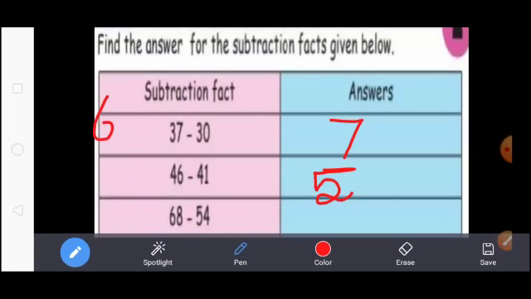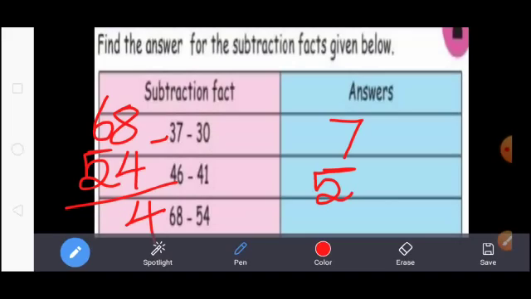Next number, 68 minus 54. First you do subtraction in ones place. 8 minus 4 how much? 4. Next you do subtraction in tens place. 6 minus 5 how much? 1. So answer 14. 68 minus 54 equal to 14.